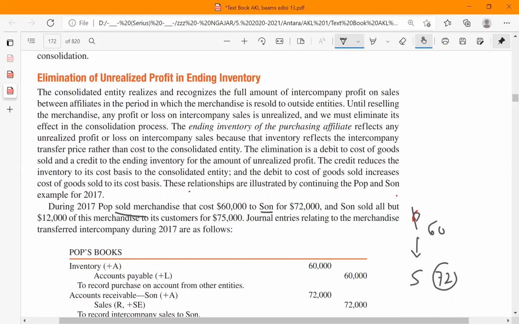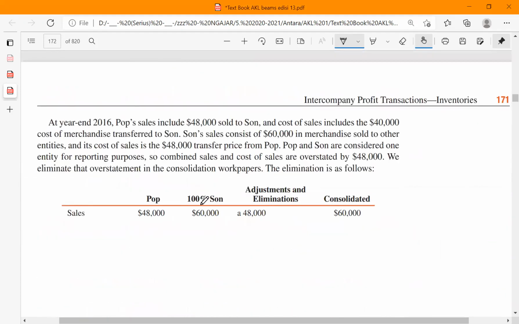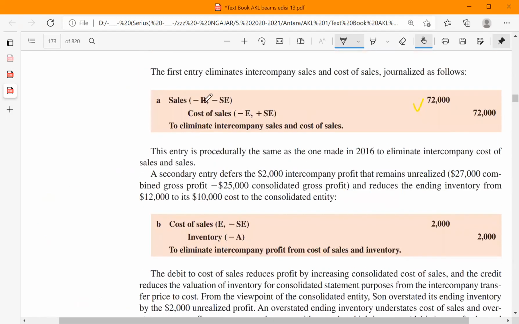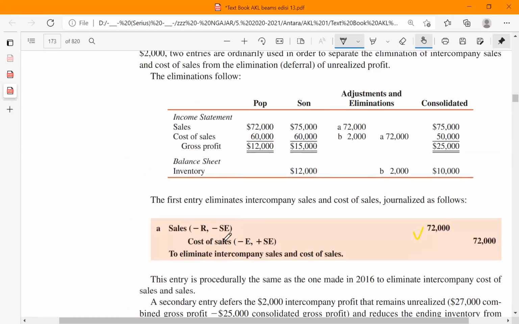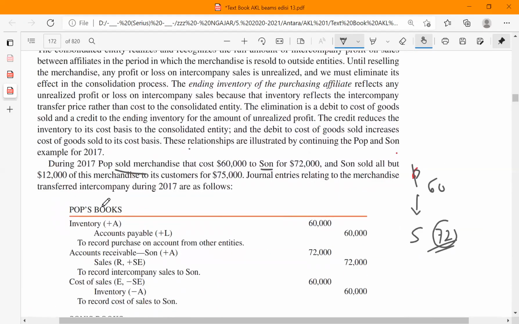So you can directly make the first journal entry related to this intercompany profit transaction. First, you have to eliminate this number using the previous journal entry, right? Sales and cost of sales. Okay, and then let's continue with what happened during 2017. S sold all but 12 of this merchandise to its customer for 75.